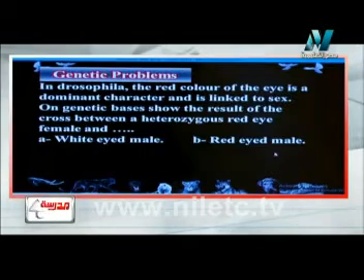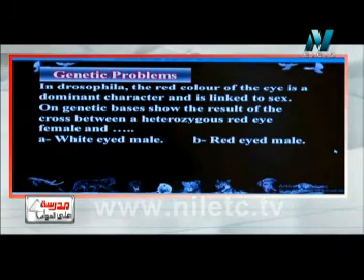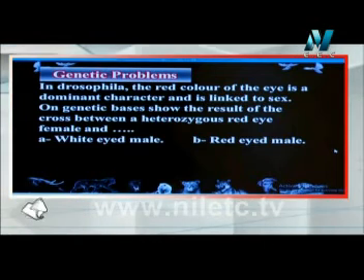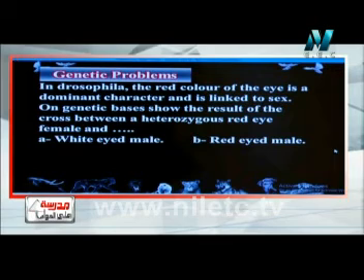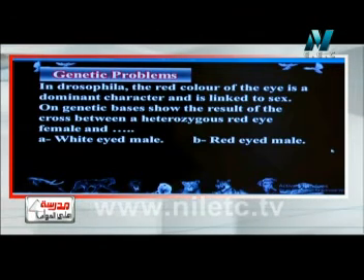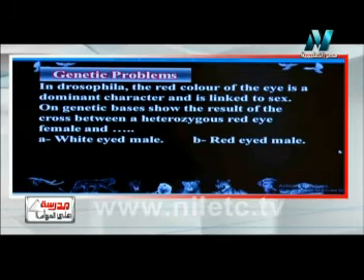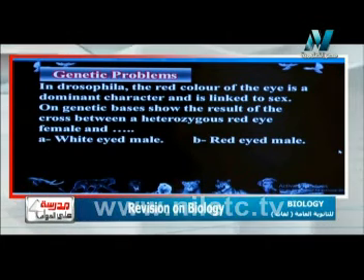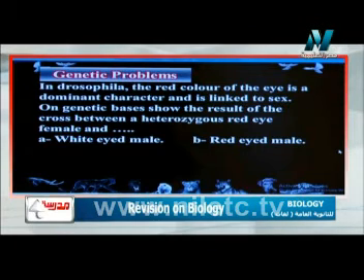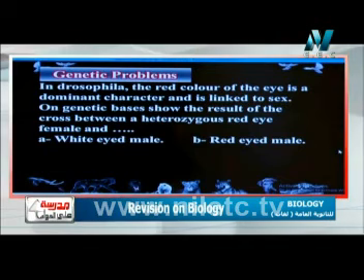The next question. The genetic problem in Drosophila fly: the red color of eye is a dominant character. The red and white eye color of Drosophila fly represent a sex-linked character, and it's linked to sex. That means the gene is linked on the X chromosome.